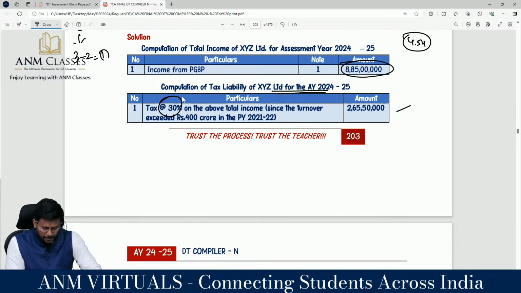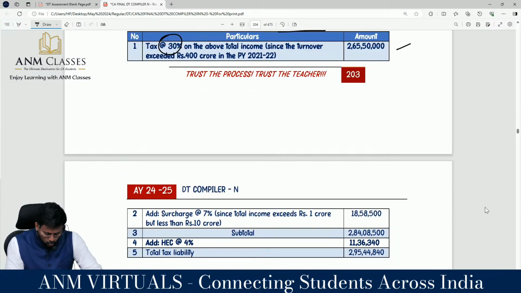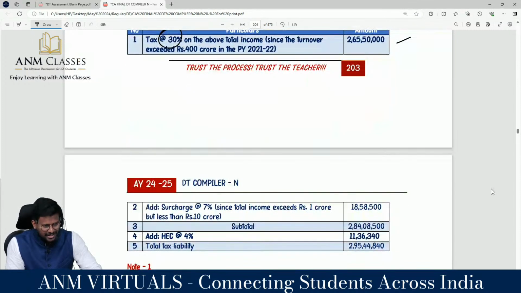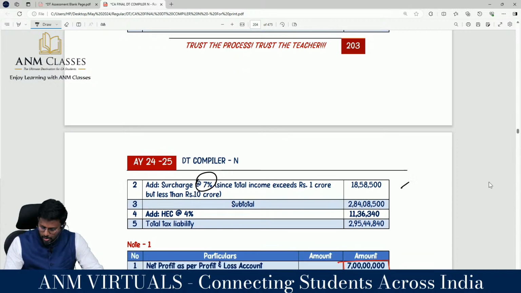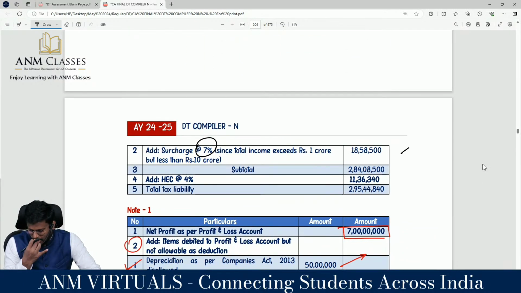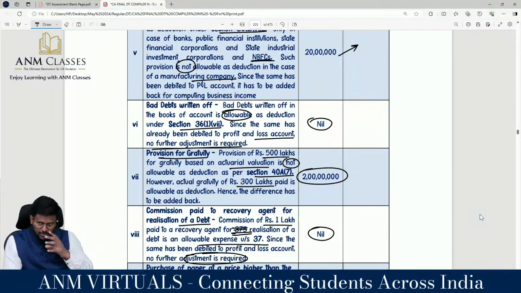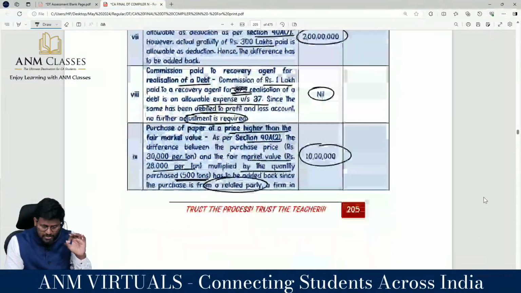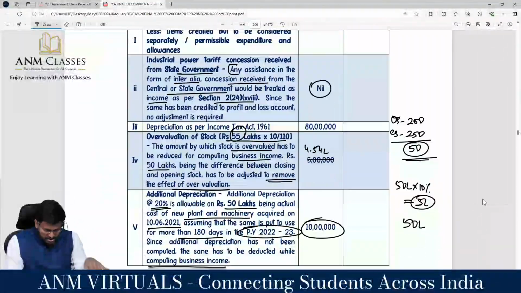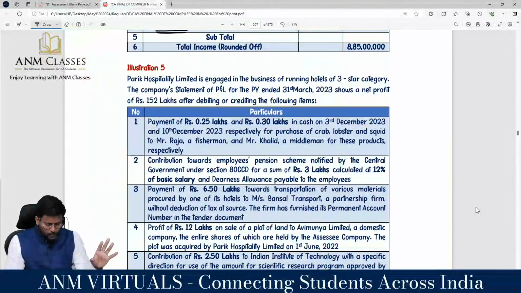Taxable. Is the company's total income exceeds 1 crore? Yes sir. Is it within 10 crore? Yes sir. Then surcharge will be applicable at the rate of 7%, comes to 18 lakh 58,500. Total, you will be getting into 104%. You will be getting the total tax liability of the company. Are you comfortable? Like this only a 14 mark question will be coming in examination. This is a past examination question which is there in the ICA study material. This is how they will be testing the first 14 mark question.